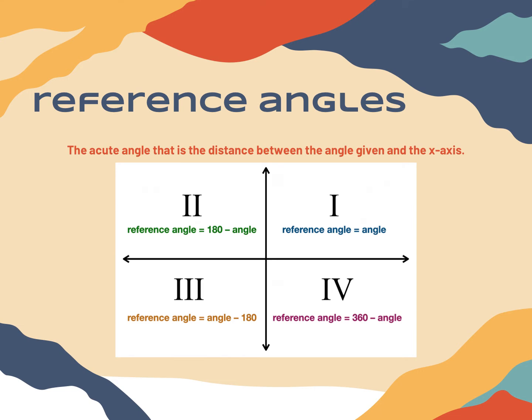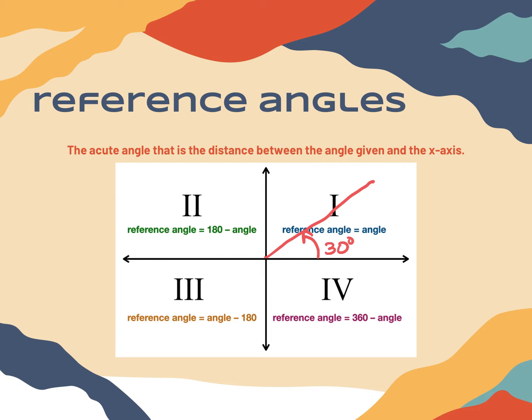So, for example, if I were to draw in quadrant 1 a 30-degree angle, let's say this is about 30 degrees. When your angle is in quadrant 1, the reference angle is just that angle. So the reference angle equals the angle measure.